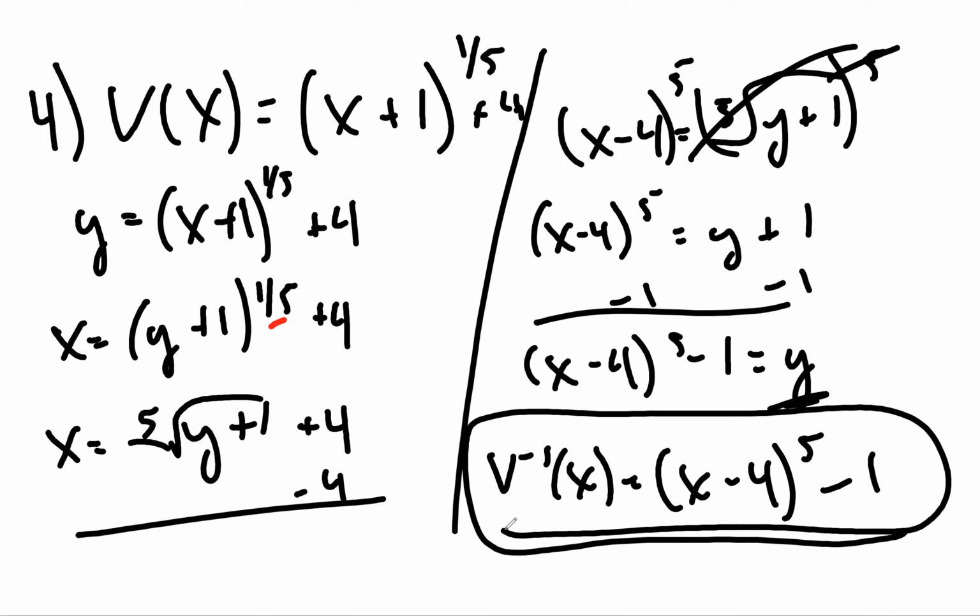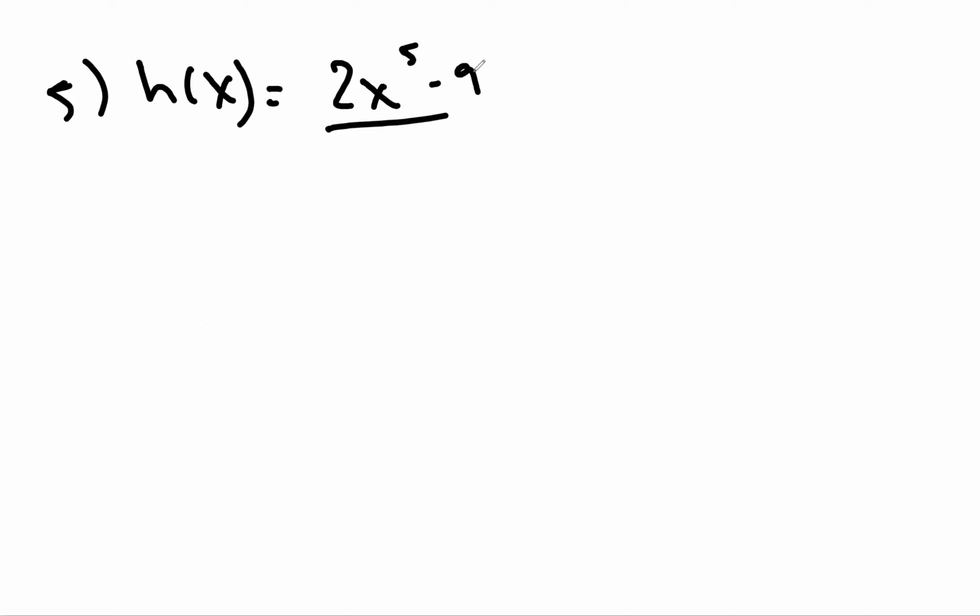Okay. Number 5. We're going to have h of x equals (2x to the 5th minus 9), all divided by -4. So this one looks different still. Okay, we have a negative on the bottom. We have an exponent in the top. We haven't seen one like this yet.